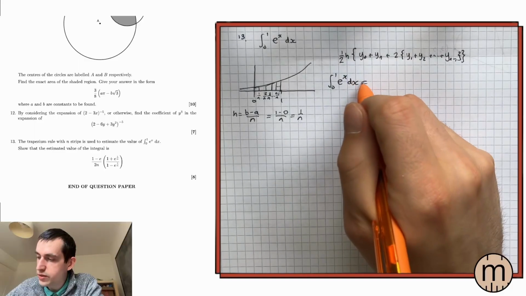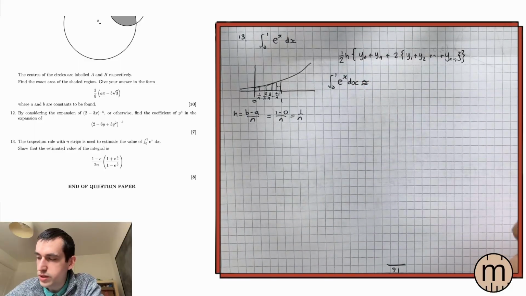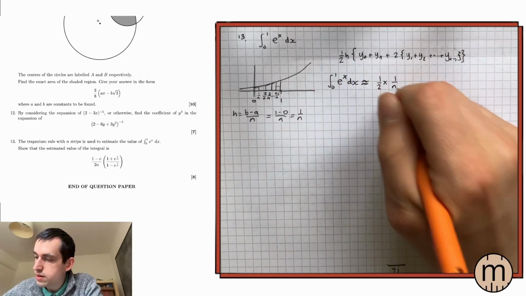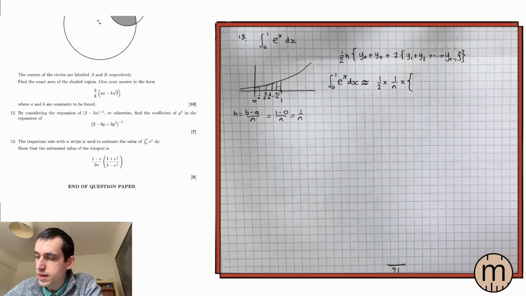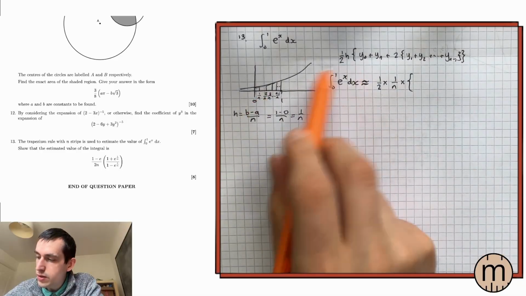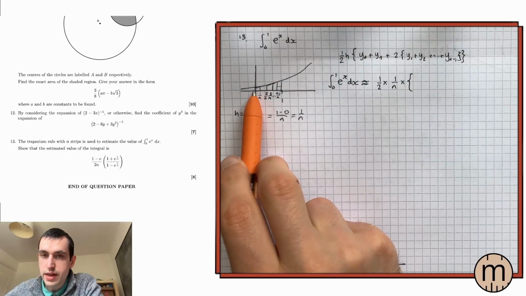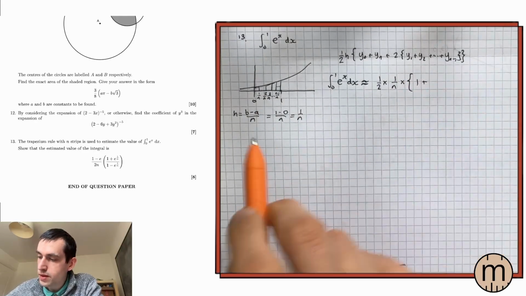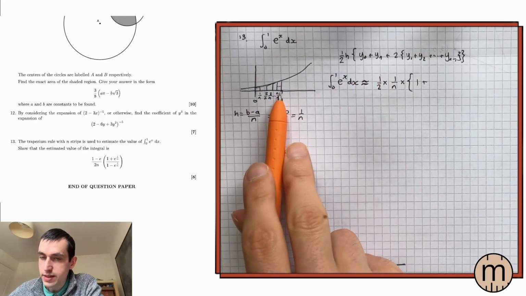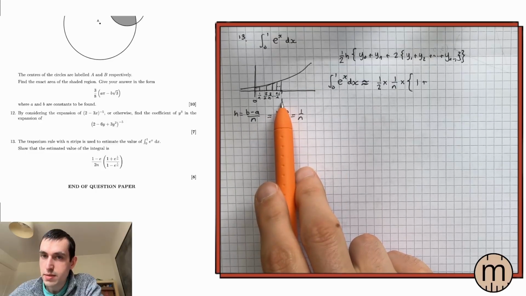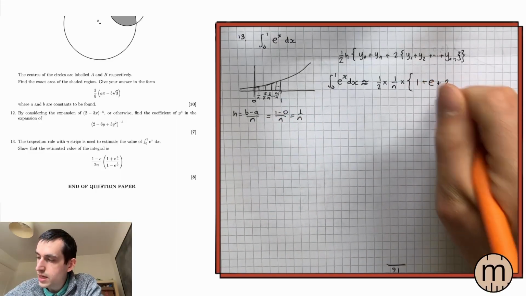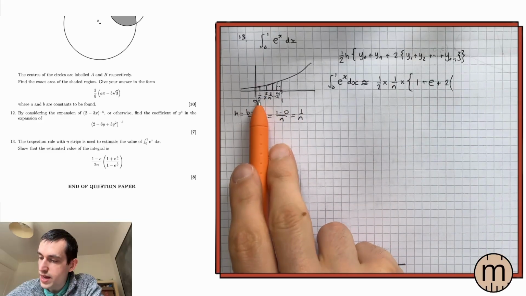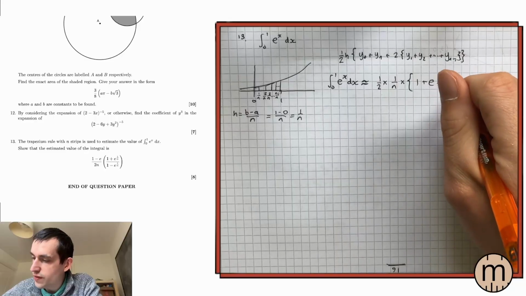Therefore, putting it all together, this integral, not equals, but approximately equal to 1 half times h, which we know is 1 over n, times by, nice big bracket please, y0 is going to be e to the power of the first value of x. It's going to be e to the power of 0. Just 1. Yn is the last value. It's going to be e to the power of this, e to the power of 1, which is e. And then we're going to add on 2 lots of everything else. So e to the power of 1 over n, e to the power of 2 over n, e to the power of 3 over n, etc.